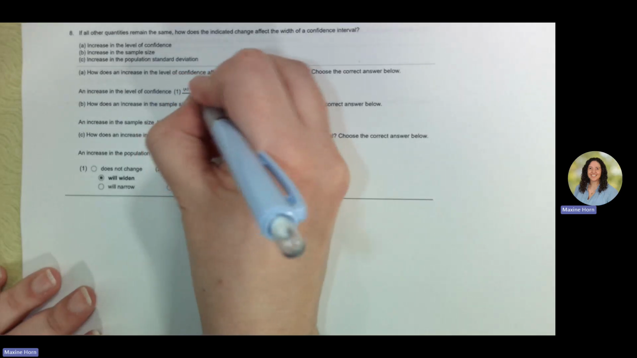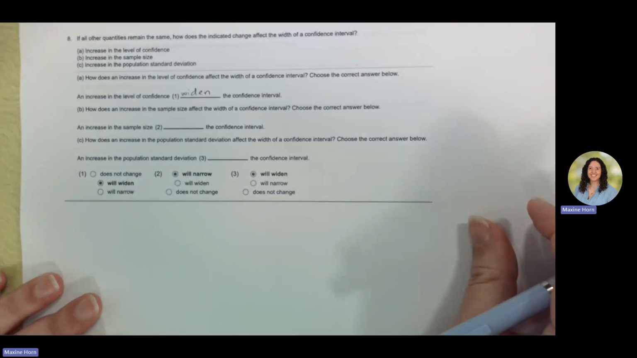Okay, so if all other quantities remain the same, how does the indicated change affect the width of the confidence interval? So that's what they've been talking about these last few problems. Now they're just putting it together and having you think about other aspects as well. So an increase in the level of confidence is going to widen the confidence interval, right? We have to widen our net if we need to be more confident that we're going to actually get the value that is the true population parameter.